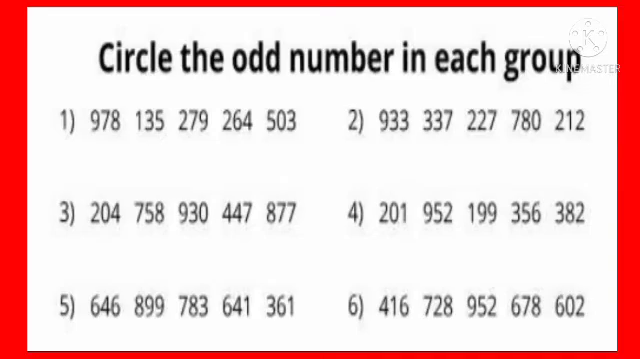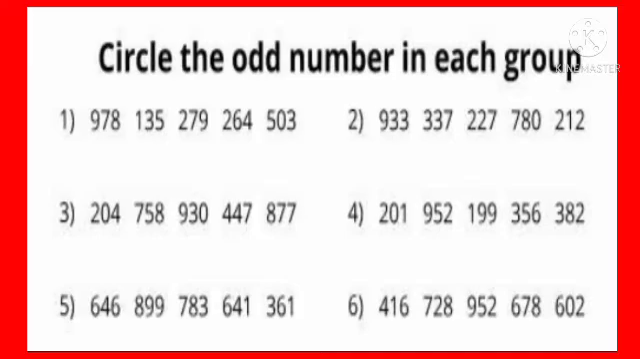Children, here some examples are given. Circle the odd number in each group. In the first group, see, the numbers ending with 1, 3, 5, 7 and 9 in one's place are called odd numbers. So any number that ends with one of the numbers 1, 3, 5, 7 and 9 is known as an odd number. So let us circle. In the first group, 135, 279 and 503 are the odd numbers.